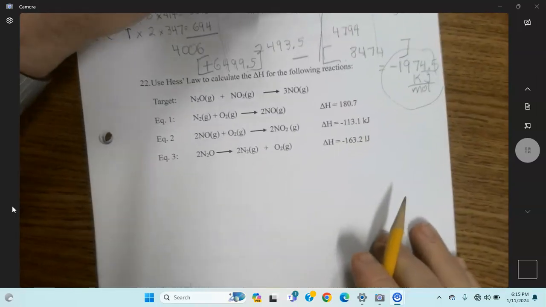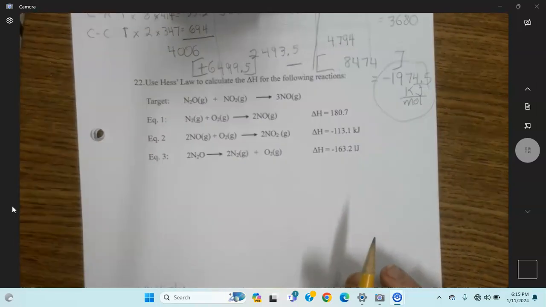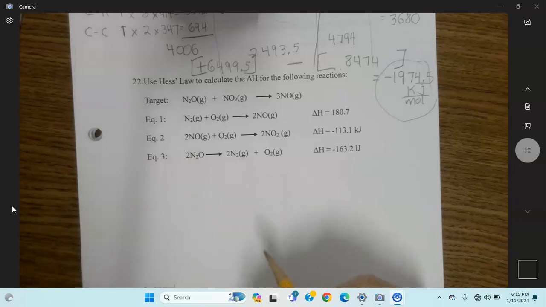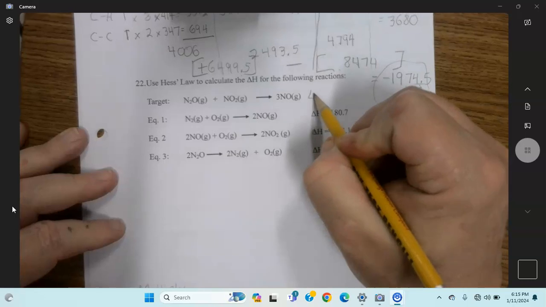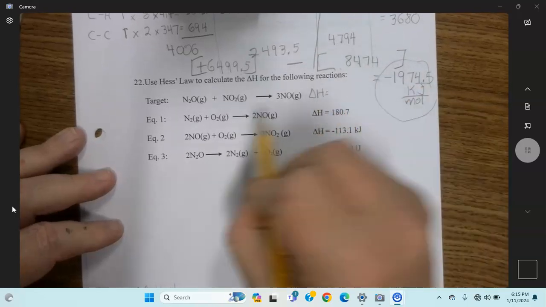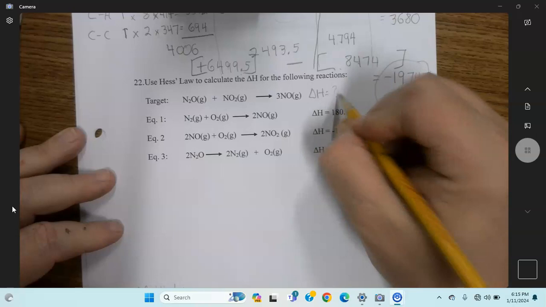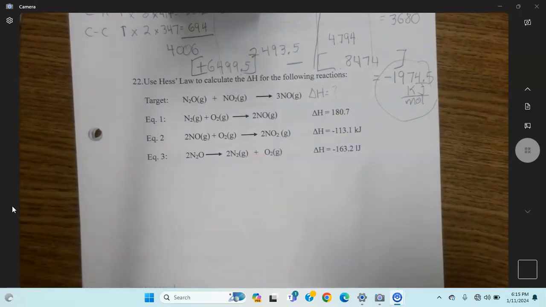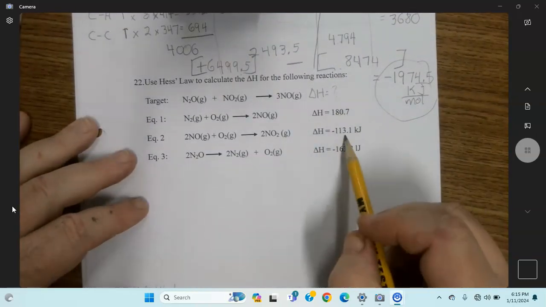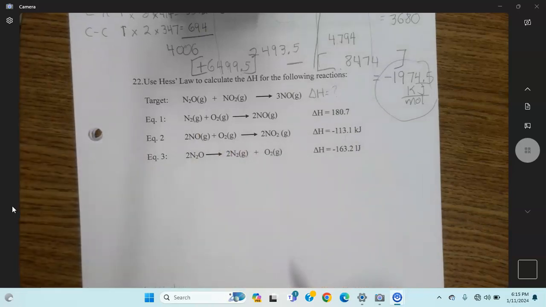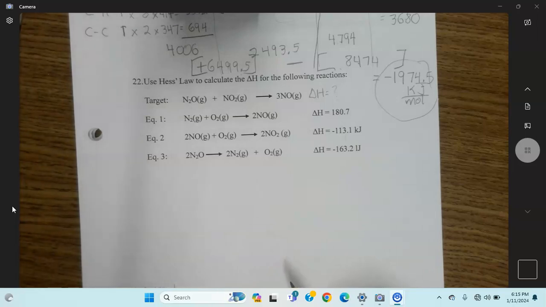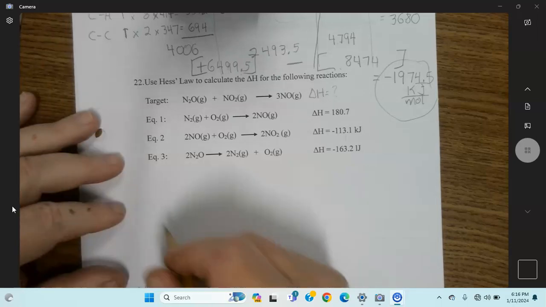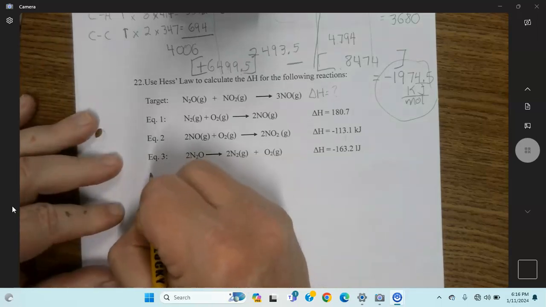All right, so again, you want to keep yourself organized, okay? I have my way of doing it, and you can have your own way. So what we're trying to do is, the purpose of this is, we want to find out what the delta H of this is, of this target reaction. We don't know what it is, so we're going to put a question mark. That's what we're trying to find. We know the changes in enthalpy of these three. Now you know what they're called. They're called elementary reactions, okay? So this has nothing to do with kinetics, but it has to do with how you use Hess's Law.